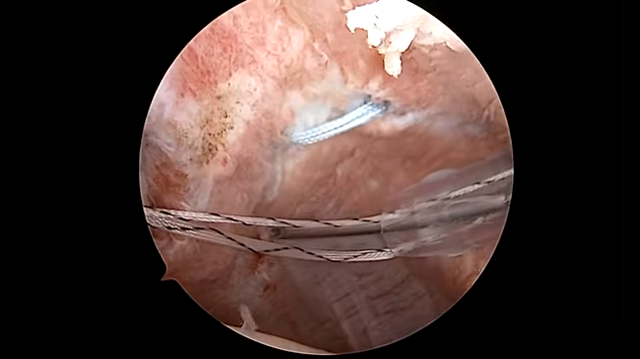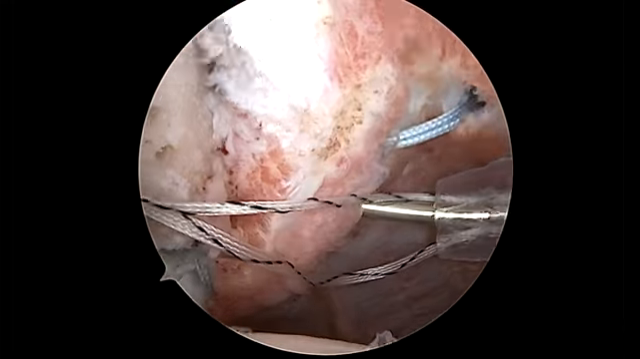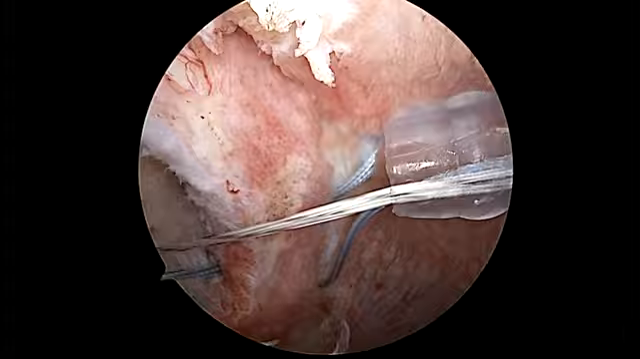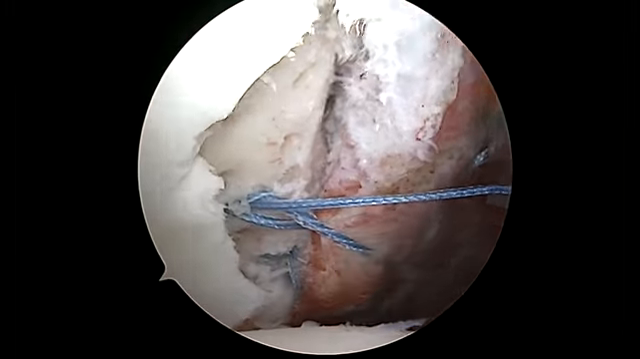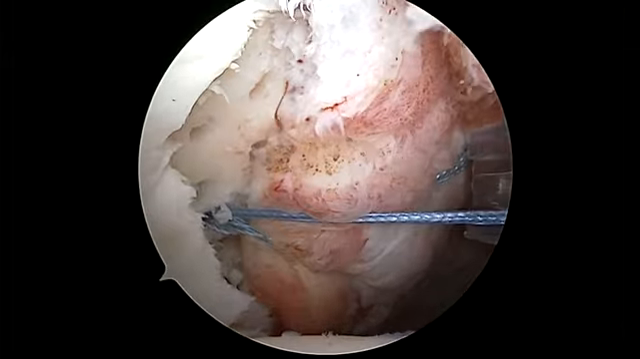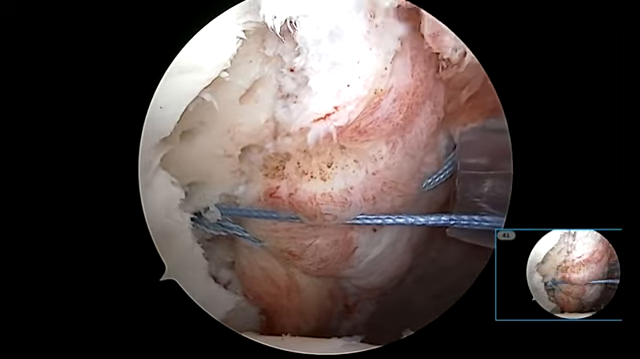A straight crescent suture lasso is then passed through the capsulolabral tissue and the repair stitch is shuttled using a nitinol wire. The repair stitch is then shuttled through the anchor and tensioned appropriately to reduce the posterior bony Bankart lesion to the posterior aspect of the glenoid.